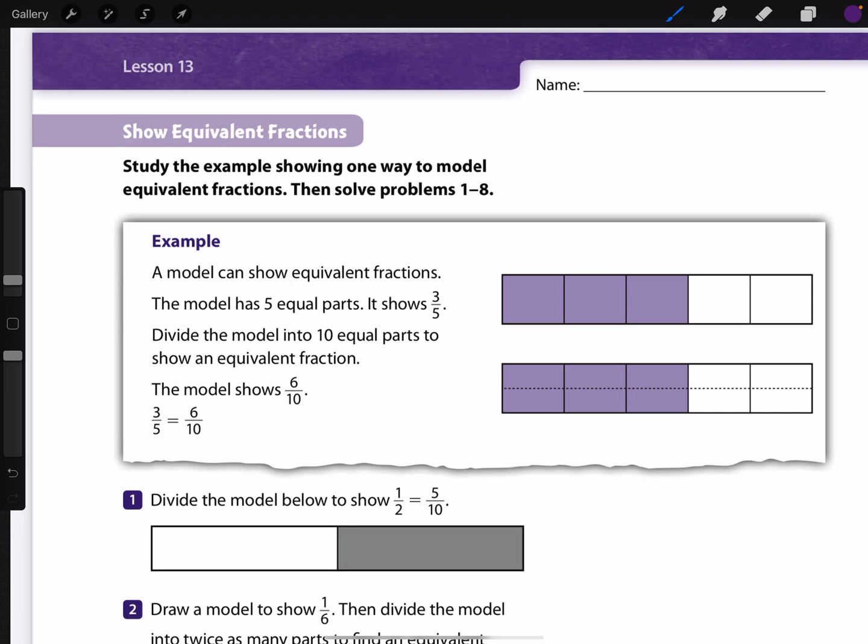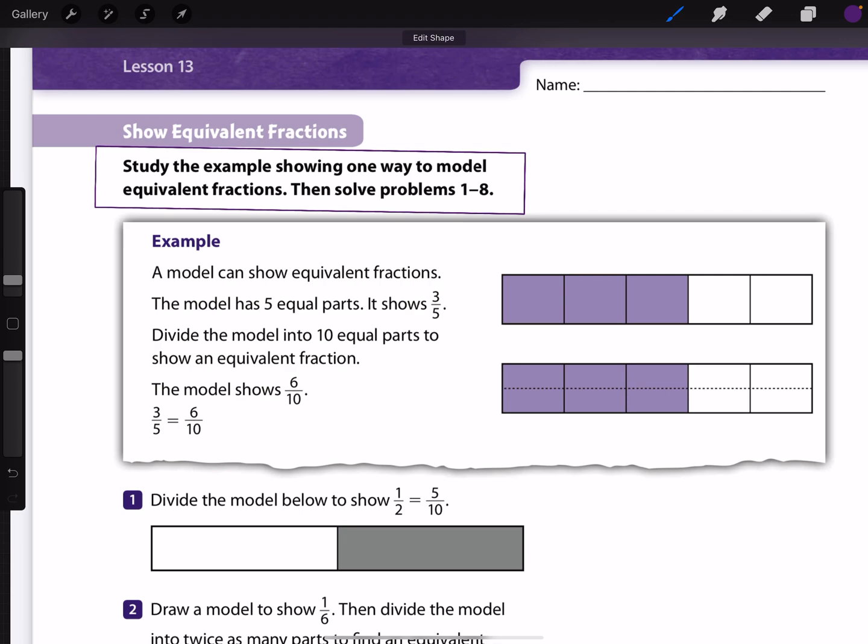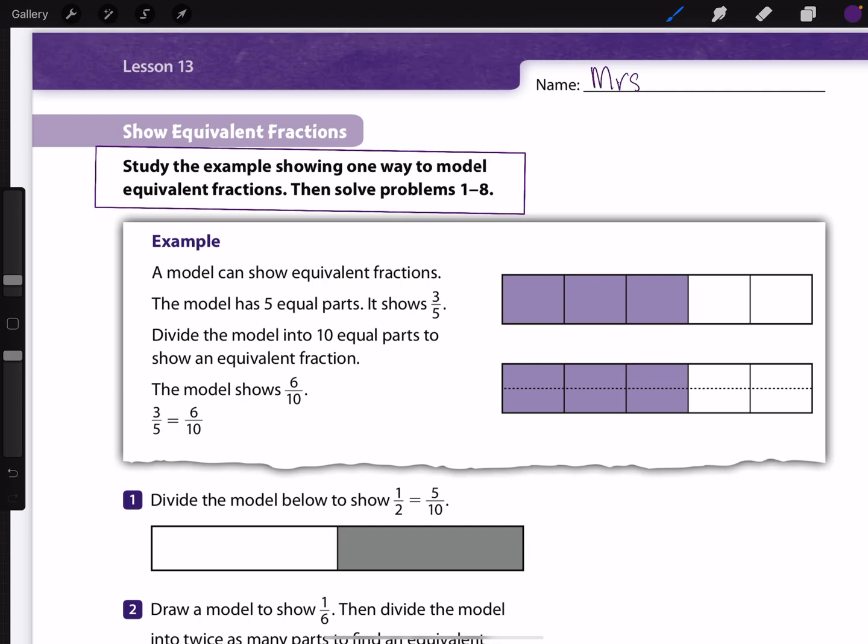We're looking at equivalent fractions. It says study the example showing one way to model equivalent fractions in this worksheet. Okay, so then solve problems 1 through 8. Example. Let's put our name on it. Big points for that. All right, example.